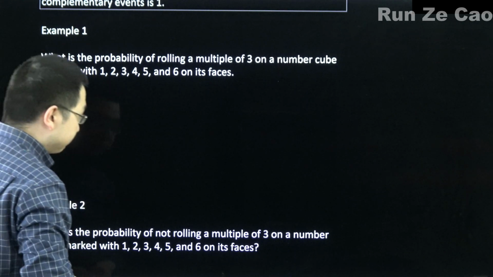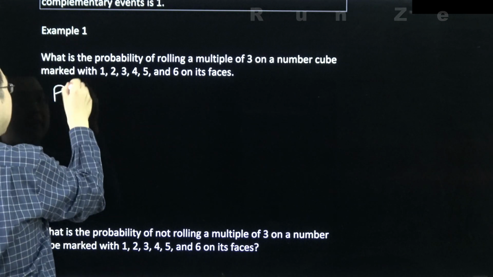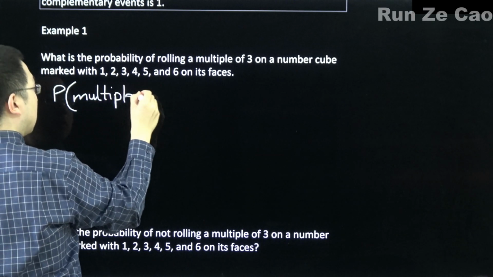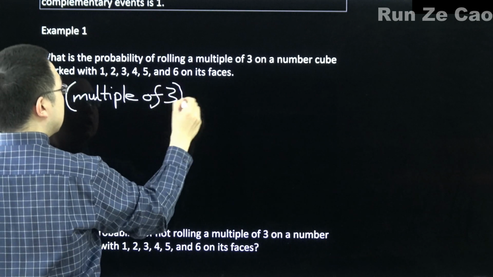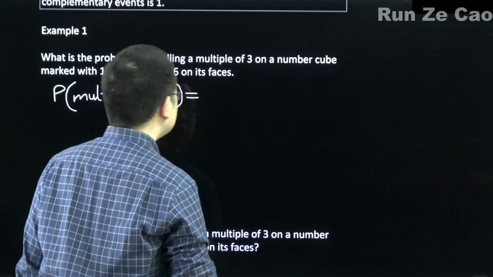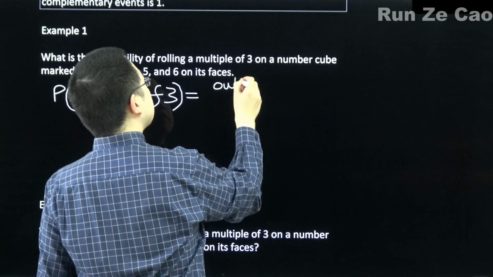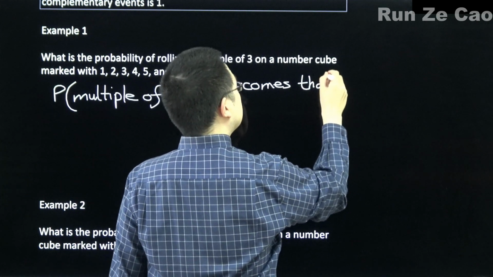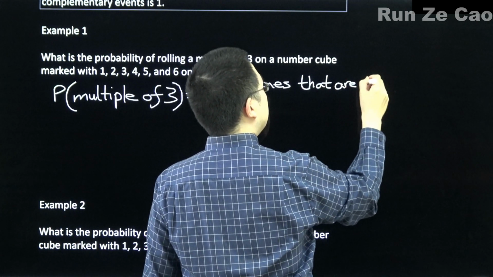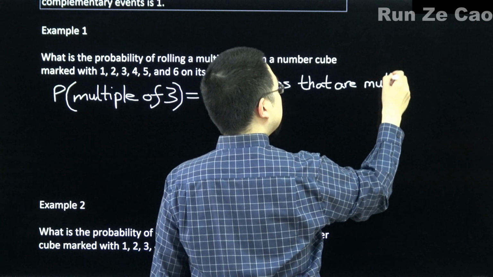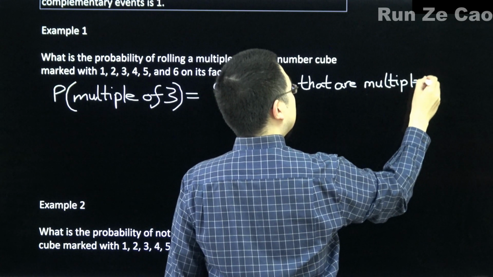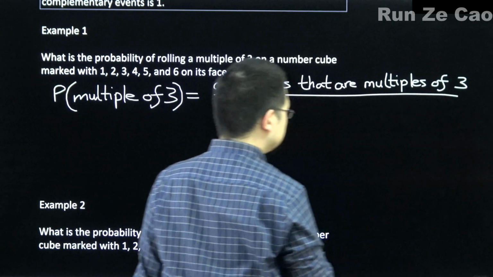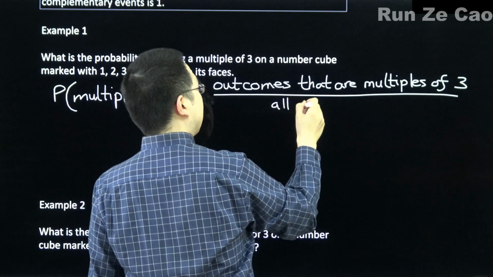So a multiple of 3. Well, the probability of a multiple of 3 is equal to the outcomes that are multiples of 3 over all outcomes.